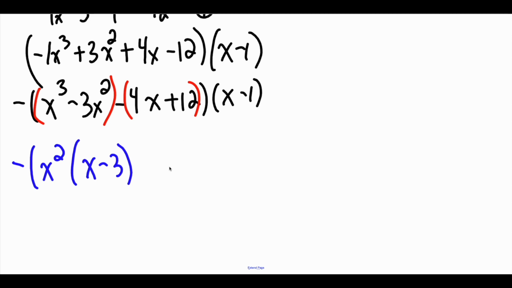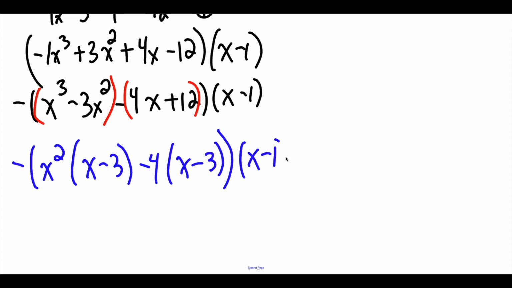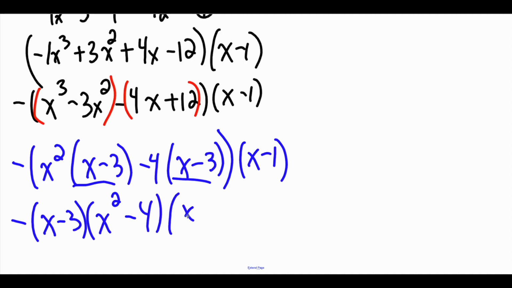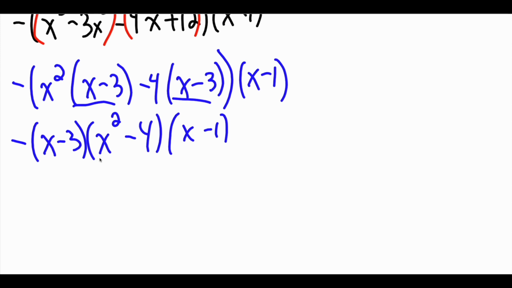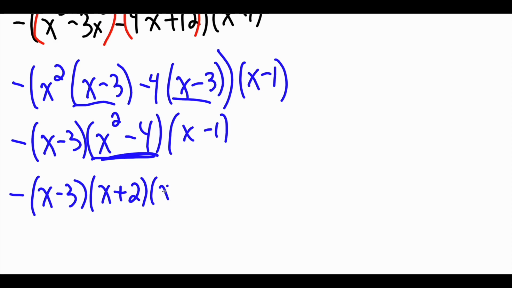Looking at this second part, again, no way I'm getting an x squared, so I have to end up with an x minus 3. That tells me I'm taking out a negative 4. And then we're left with x minus 1. These both have an x minus 3, so we'll take that out. So again, I have my negative out front, take out an x minus 3. I'm left with x squared minus 4, x minus 1. This is not a linear factor, so we need to take that down. That's our last step. X minus 3, x plus 2, x minus 2, and an x minus 1.